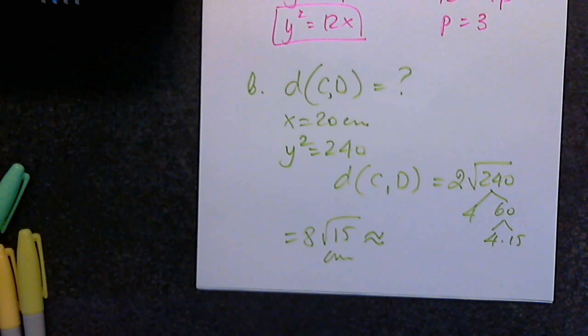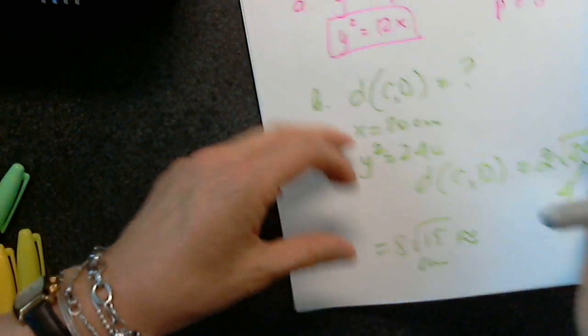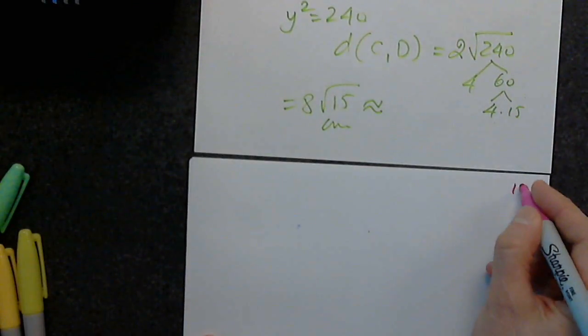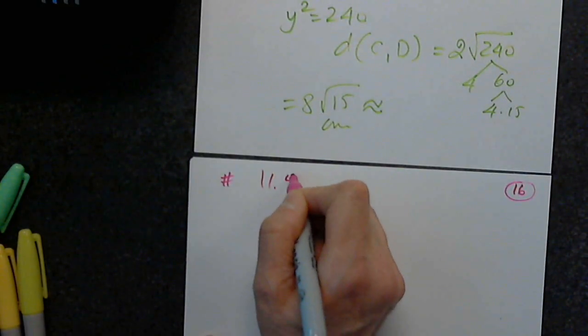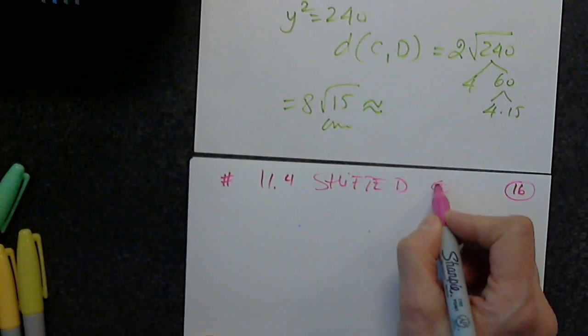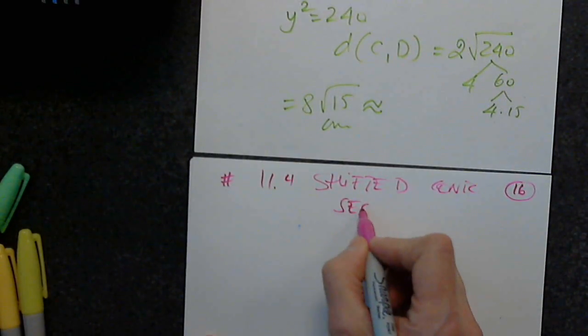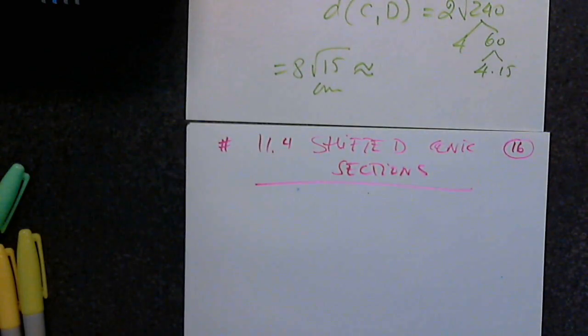Last section here is 11.4, shifted conic sections. Exactly what we just did: the circle, the parabola, the hyperbola, and the ellipse, but shifted. However, this chapter doesn't have anything to do with the circle, but we already did the circle.